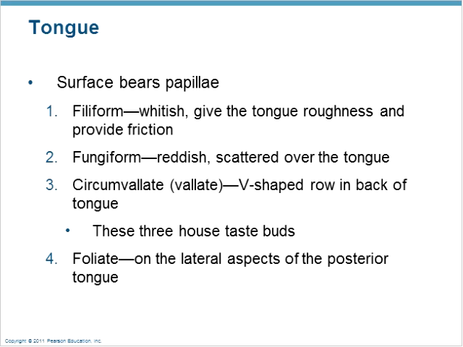The tongue surface bears papillae, and they can be filiform, fungiform, circumvallate, or foliate. The filiform are whitish, give the tongue roughness, and provide friction. The fungiform are reddish, scattered over the tongue. The circumvallate, sometimes called vallate, are a V-shaped row in the back of the tongue, and these three house the taste buds. So all of these really have the taste buds attached to them. The foliate are on the lateral aspects of the posterior tongue.